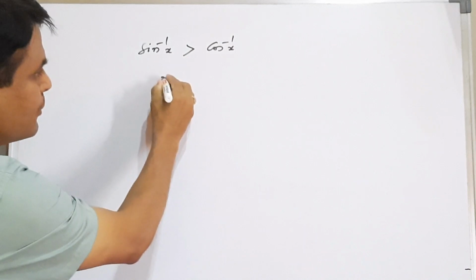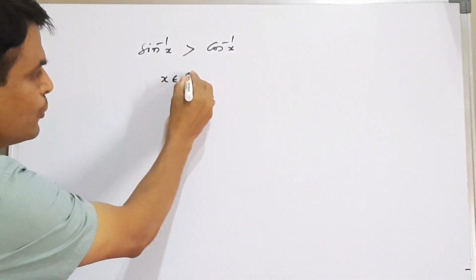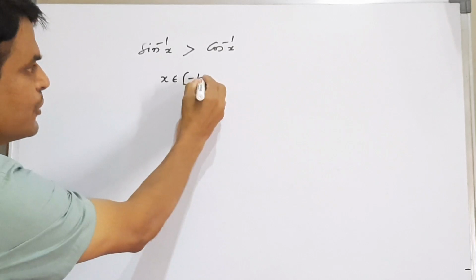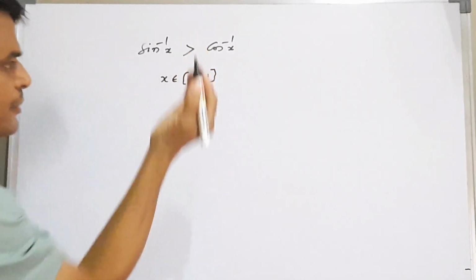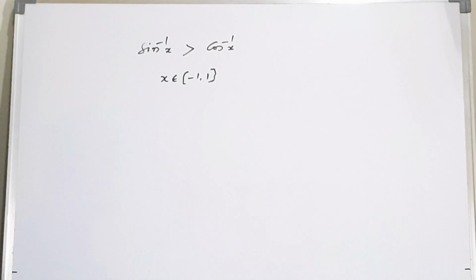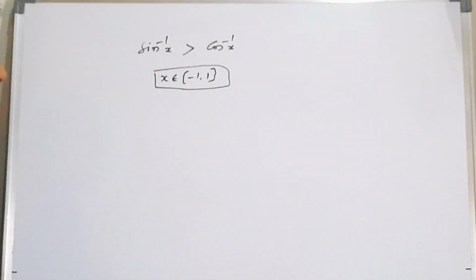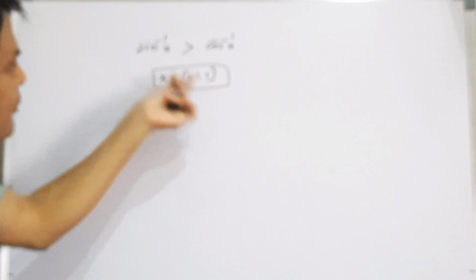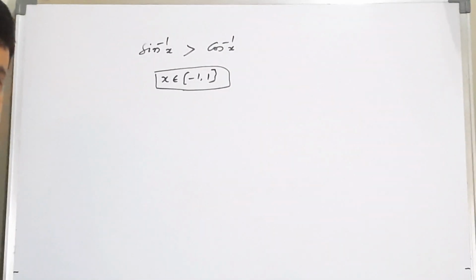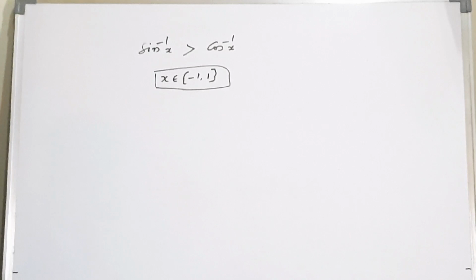First of all, whenever I am talking about which is greater, I need to know the common domain. Here these two functions have a common domain, that is what? The x values for which these two functions are defined, that is closed -1 to closed 1. So in which interval sine inverse x is greater than cos inverse x, we are going to calculate.